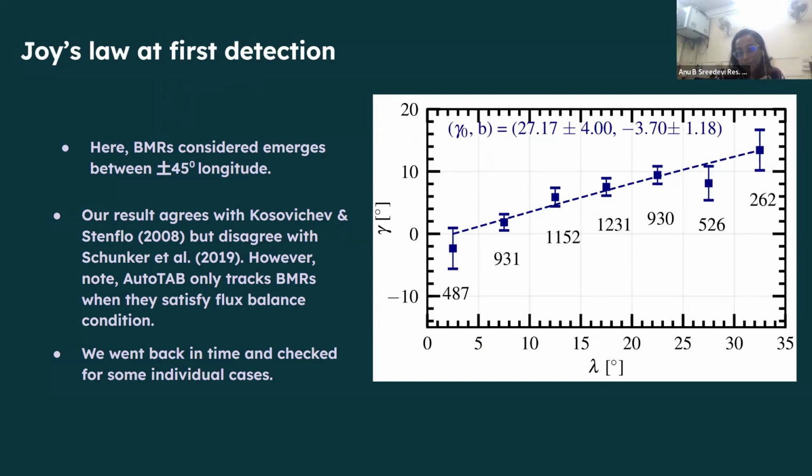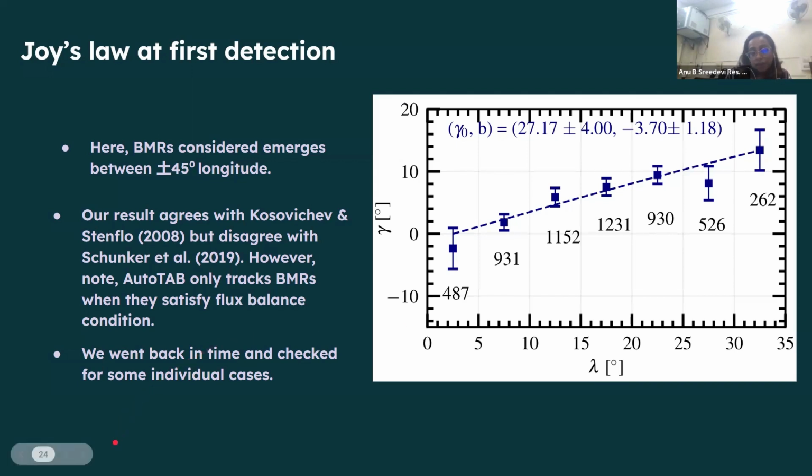But one has to remember that AutoTAB only tracks the BMR when the flux balance condition is satisfied. So that means the BMRs would have evolved to a mature phase by the time AutoTAB tracks them. So that is one drawback that we have. So what I did is we went back in time and checked some individual cases.